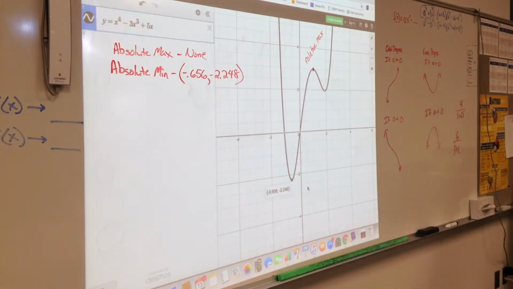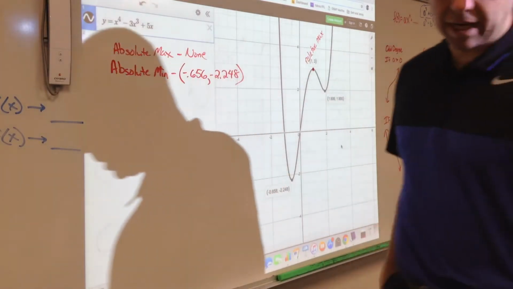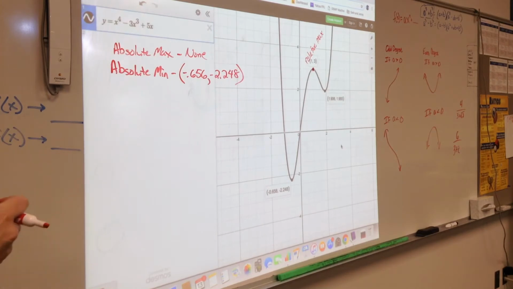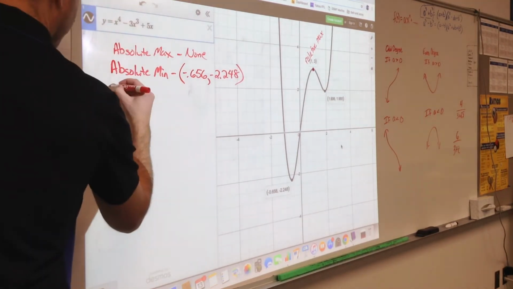On a test, would you want us to do both of them? It depends on the directions. You'd have to follow whatever the directions say. On the assignment that you're going to be given, I think we're just doing relative minimums and maximums, but I want you to be aware of what an absolute minimum and maximum is.